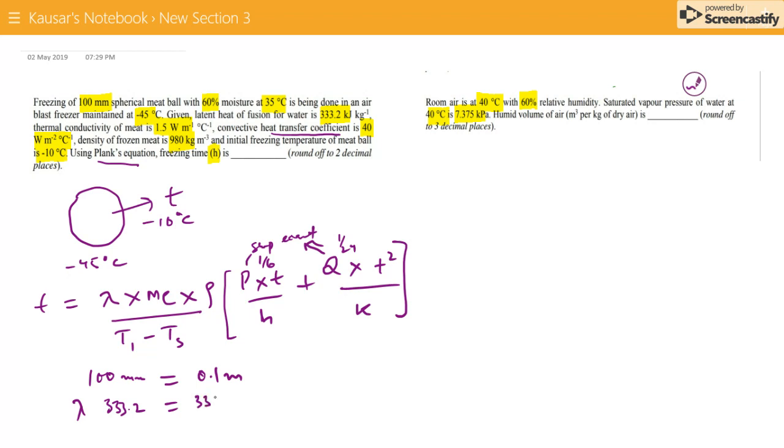We simply have to multiply it with 1000 to convert it to joule per kg. And we don't need to convert degrees centigrade into Kelvin, because in this formula it is just a difference of temperature. So whether it is Kelvin or degree centigrade, the answer will be the same.